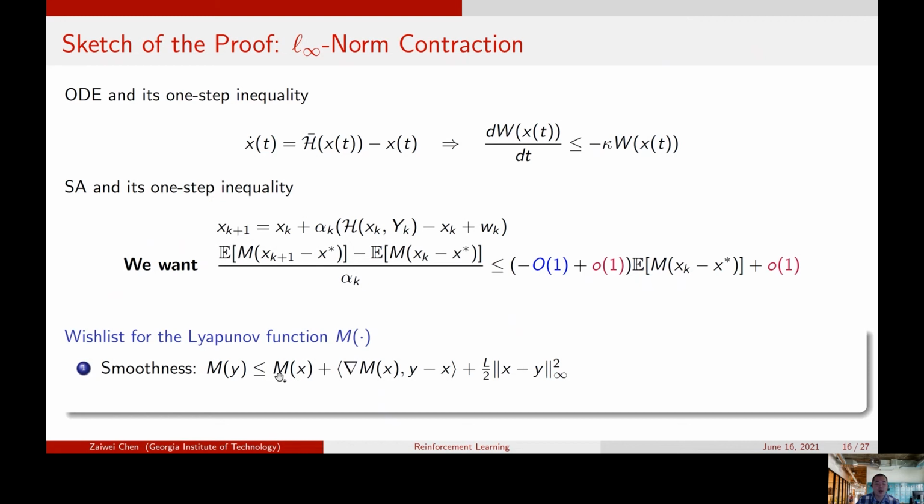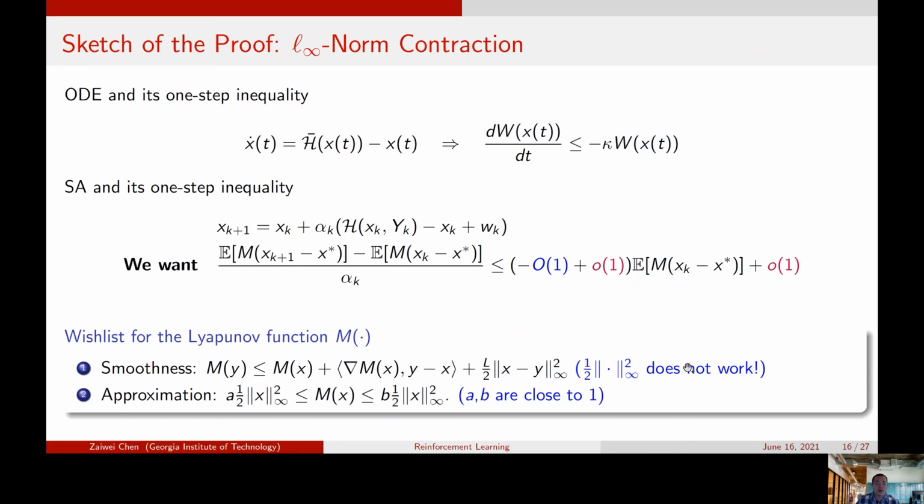The difference between my and mx can be represented using Taylor series. The smoothness property says that we can ignore all the higher order terms of the Taylor series and upper bound it by some constant times the second order term. This enables us to control the discretization error in stochastic approximation. Note that the sup norm square is not a smooth function. Therefore, we cannot directly use the ODE Lyapunov function as the stochastic approximation Lyapunov function here.